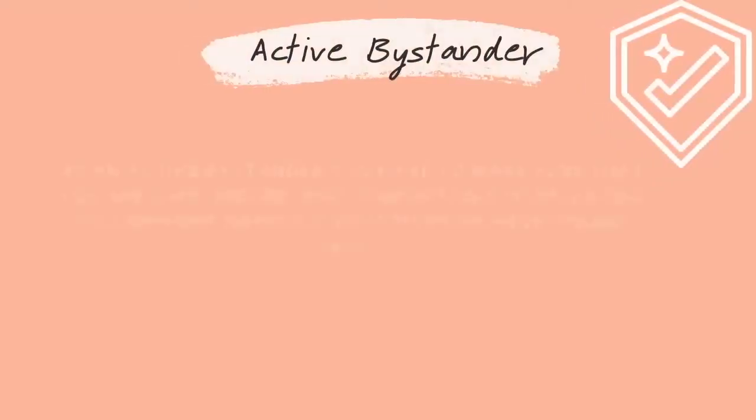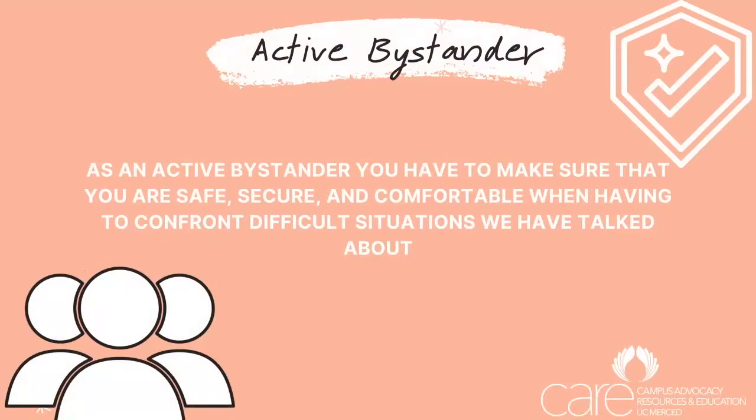So, our goal at the CARE office is to encourage the UC Merced community to be an active bystander if we witness a situation of sexual violence. A quick and easy way to remember how to respond if a situation arises is the 3Ds, which we will touch upon in the next few slides. Keep in mind that when using one of the 3Ds, one of the most important rules is safety first. As an active bystander, you have to make sure that you are safe, secure, and comfortable when having to confront difficult situations. Before we break them down, regardless of which strategy you find the most comfortable with, or whichever first comes to mind, it's always important to do something rather than nothing.